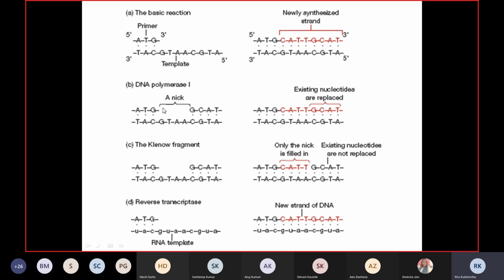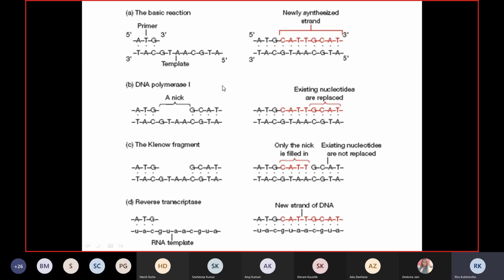Anyway, let's say there is a nick, or an absence of certain nucleotides in this DNA molecule, and I use DNA polymerase 1 in the tube in which I want to polymerize and fill in the gap. So what will happen? DNA polymerase 1 will come and add the corresponding nucleotide. But will it end at T here, which is corresponding to A?